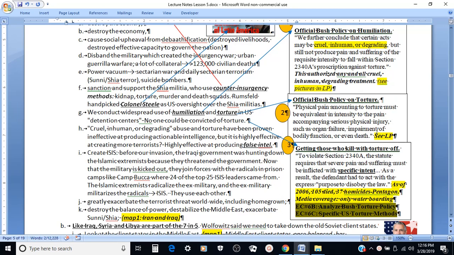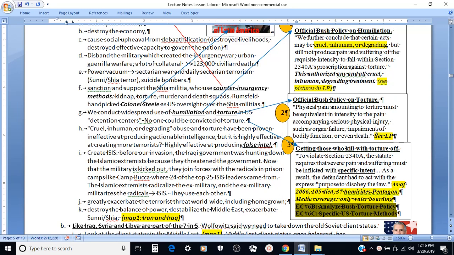They say physical pain amounting to torture must be equivalent in intensity to the pain accompanying serious physical injuries such as organ failure, impairment of bodily function, or even death. And this is a joke. This is craziness. This is making non-torture anything in all extreme other than death. It's extending the limits of enhanced interrogation to the utmost limit.